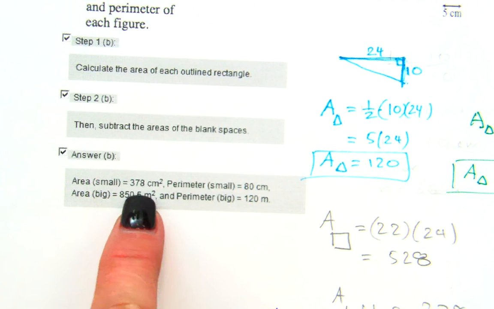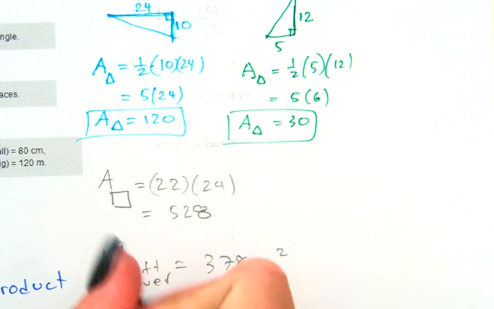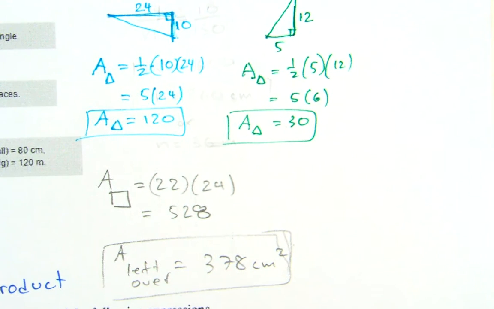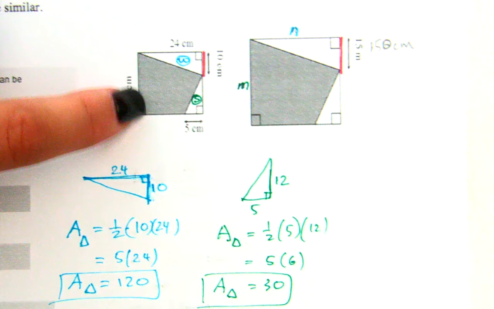Yay! We got it right. Woohoo! 378 centimeters squared. Oop, I forgot centimeters squared. Okay. So that's the area for this part right here.